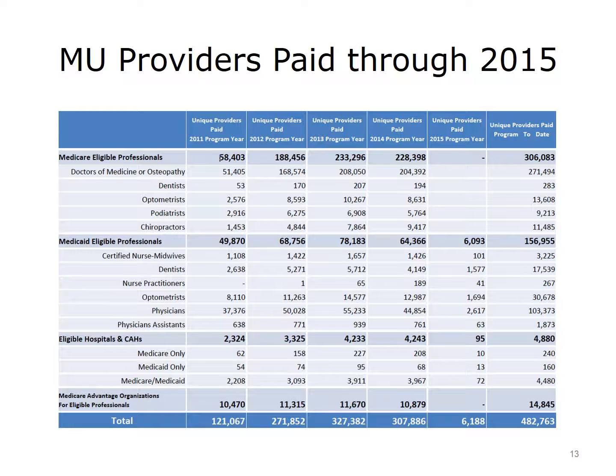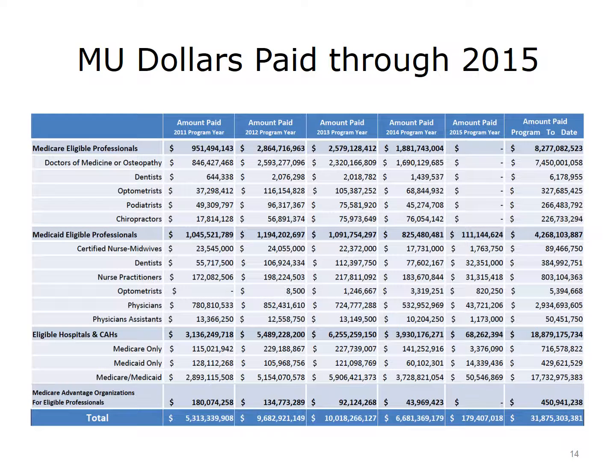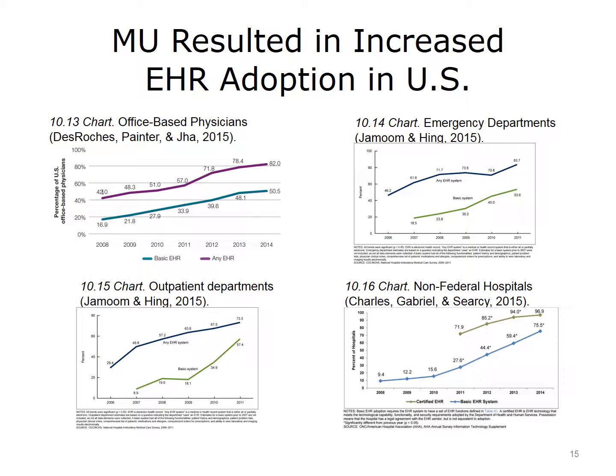This table shows the dollar amounts that have been paid out each year. Of note is that the program has ended up costing over $31 billion, which is somewhat more than was expected. We can also see that the payments have tapered off as fewer EPs and EHs have achieved Stage 2 of meaningful use. How successful has the Meaningful Use program been? In terms of spurring the adoption of electronic health records, or EHRs, it has been quite successful.